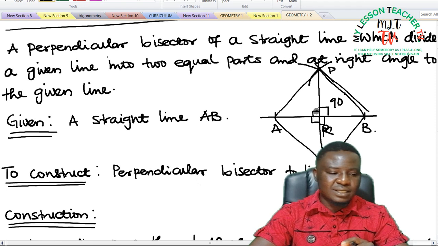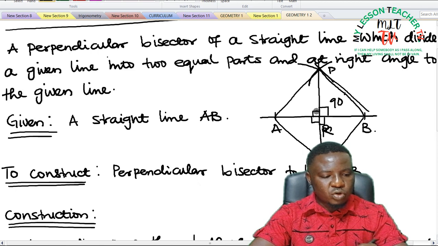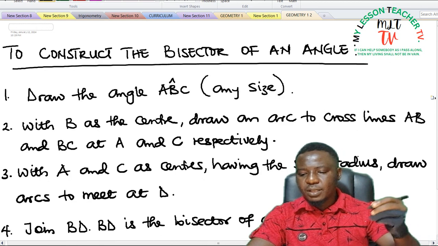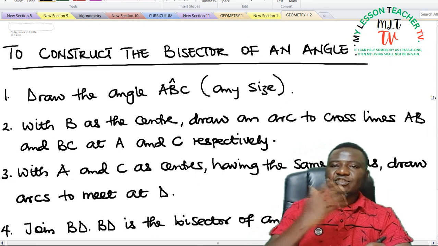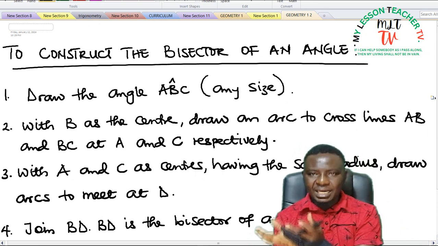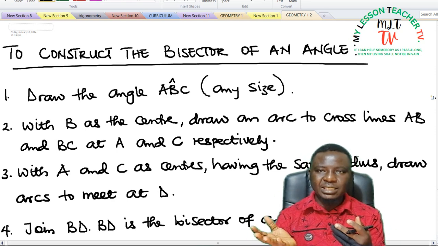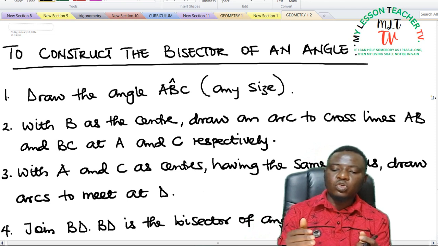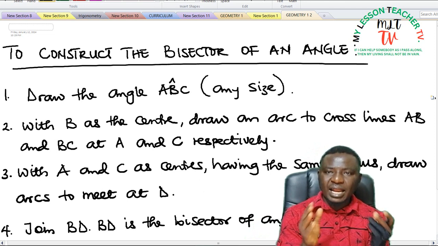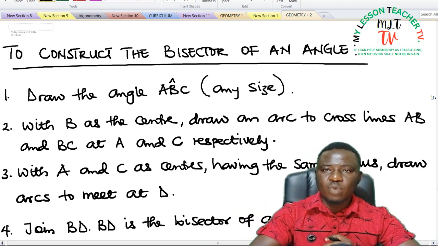We shall now take more exercises on construction. Next is for us to construct the bisector of an angle. I have shown you how to construct the bisector of a line in different aspects, be it a perpendicular line, how to draw a line, and in this next example, we shall be looking at how to construct the bisector of an angle. When an angle is given, how do you divide it into two equal parts is what we are looking at.